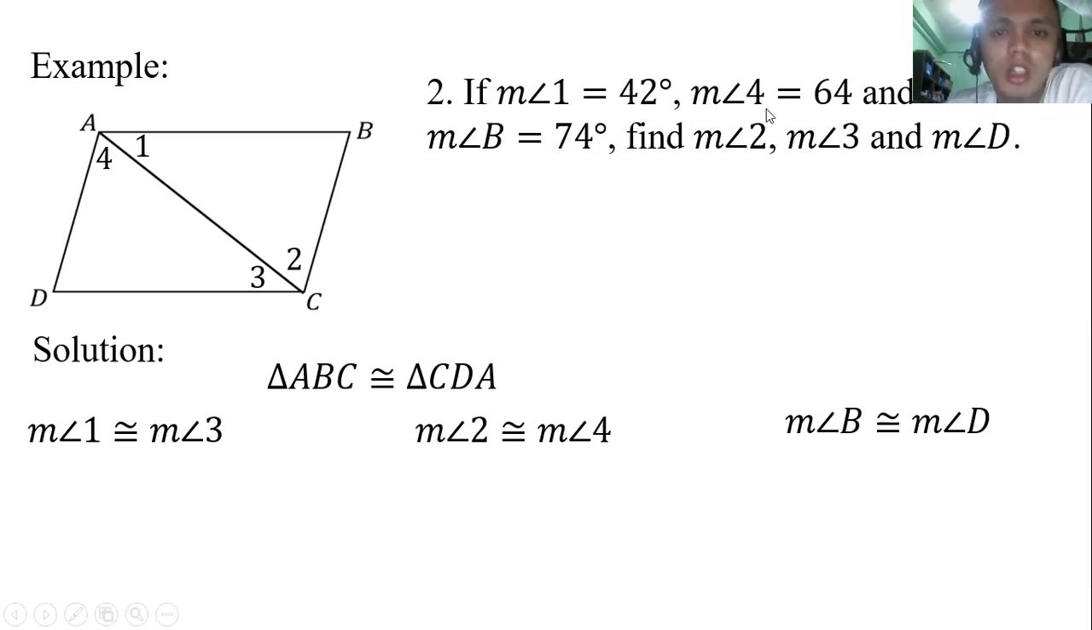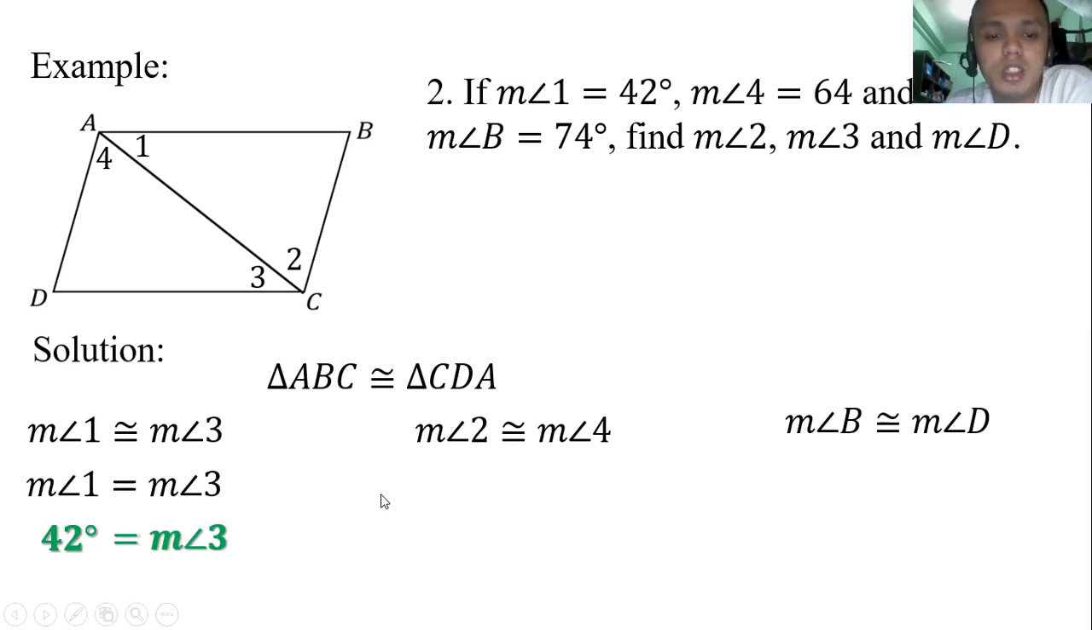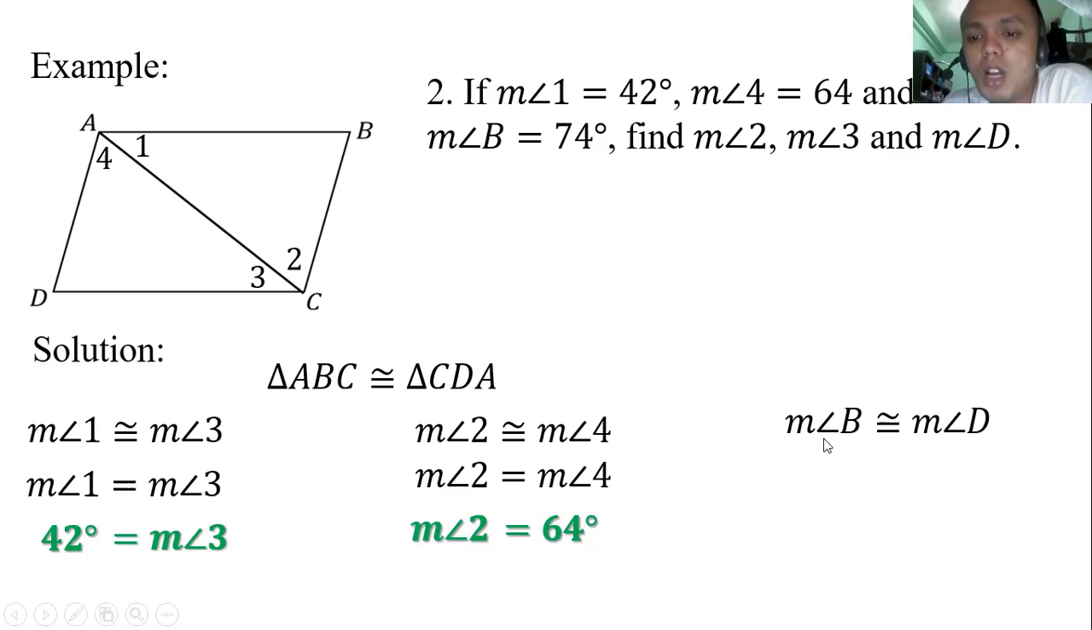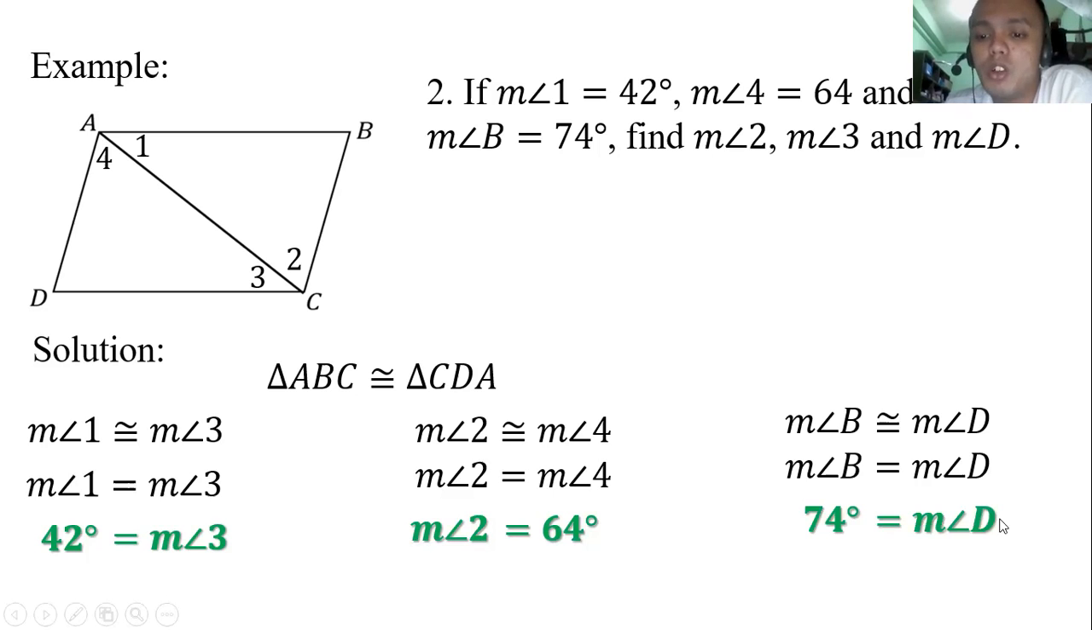Now, substitute your angle 1 to 42. They are equal because they are congruent. And then the measure of angle 3 here is equal to 42 degrees. Next, the measure of angle 2 is congruent to the measure of angle 4. They are equal. Your angle 4 here is 64 degrees. Therefore, the measure of angle 2 is also 64. Next, the measure of angle B is congruent to the measure of angle D. Substitute the measure of angle B to 74. Therefore, the measure of angle D is also 74 degrees.